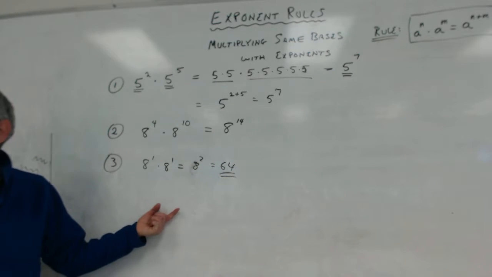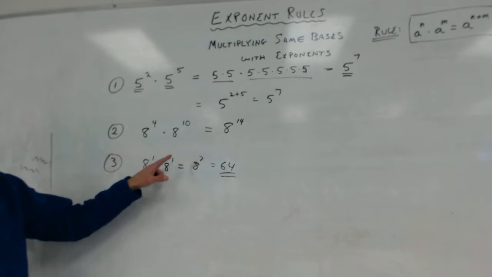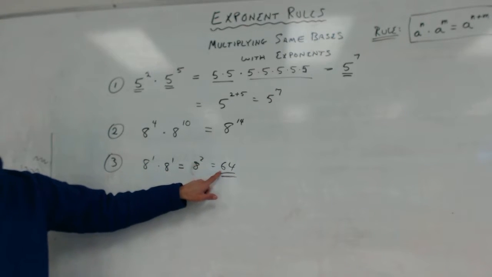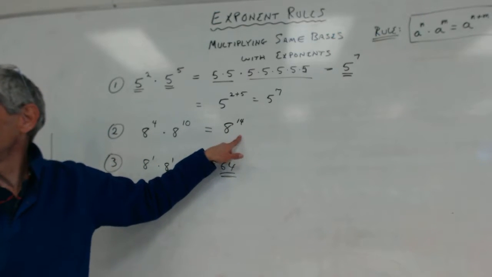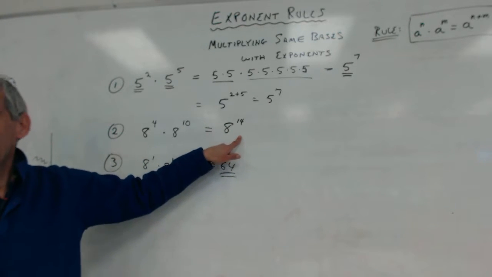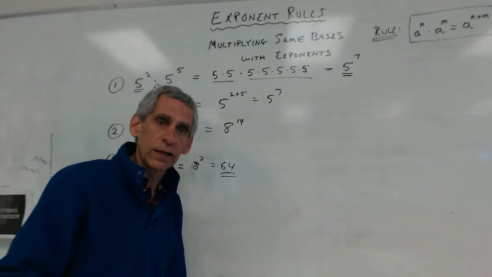But if it isn't, right? Because I just added these two ones to get a 2. It's easy. 8 times 8 is 64. That's easy. This would be hard. 8 times 8 times 8 times 8 times 8 times 8 times 8 times 8 times 8 times 8. I don't even know how many I did, right? It's too much. Too hard.